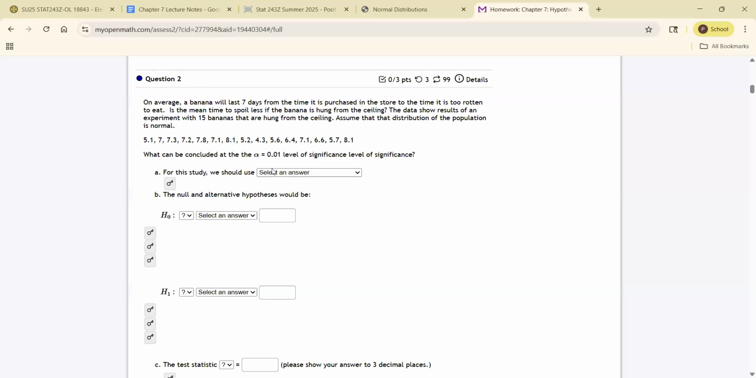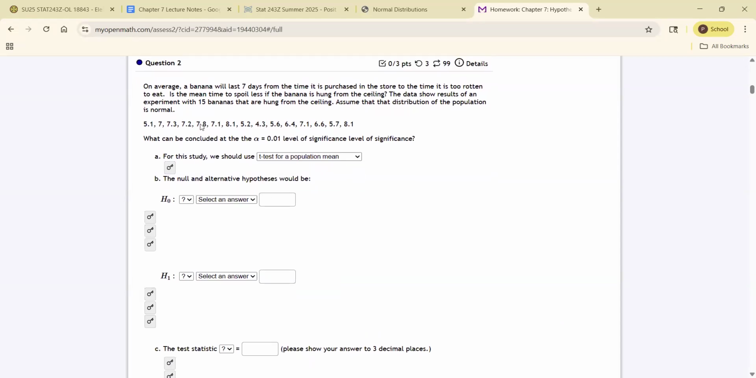The first question asks, what type of test should we use? We're talking about the mean time it will take to spoil, so we're going to use a t-test for a population mean. Don't worry too much about a t-test versus a z-test. Focus on proportion versus mean.